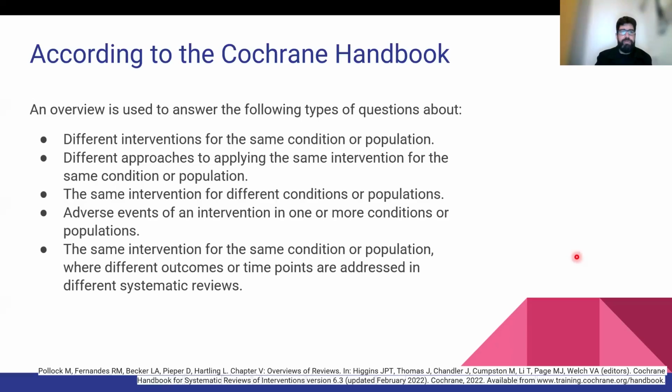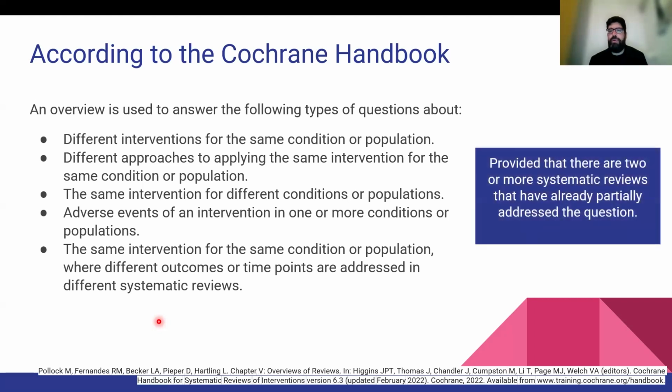So what do we use overviews for? According to the Cochrane Handbook, it's for assessing different interventions for the same condition, different approaches to applying the same intervention for the same condition or population, the same intervention for different conditions or populations, for assessing adverse events of an intervention in one or more conditions or populations, or for assessing same intervention, same condition or population, but with different outcomes or time points. Always in the case that there are two or more systematic reviews that have addressed this question.